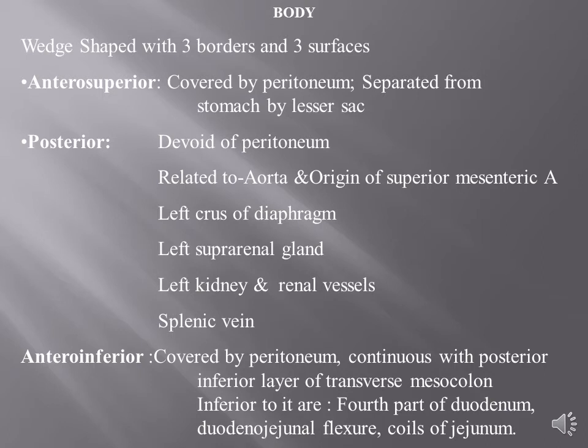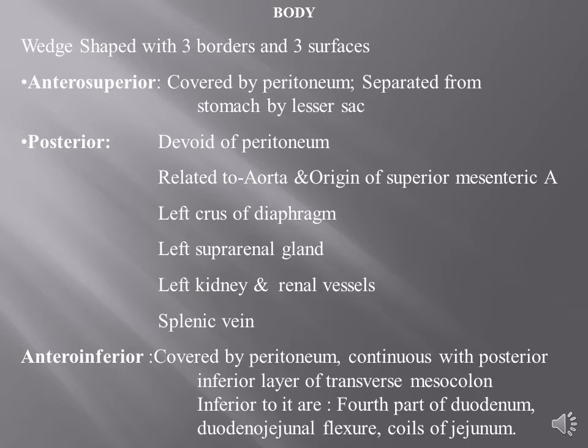Coming to the body, which is the longest part of pancreas, it is passing towards the left side with slight upward inclination, and it is triangular in cross section. So it has three borders and three surfaces. The three borders are anterior, superior and inferior, whereas the three surfaces are antero-superior, antero-inferior and posterior. And it has a projection also, which we'll discuss later. The body has a projection which is known as tuber omentale. So let's discuss the various surfaces of the body first.